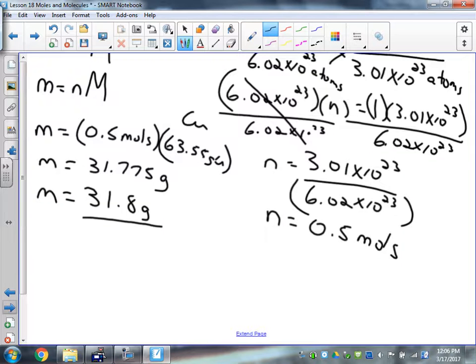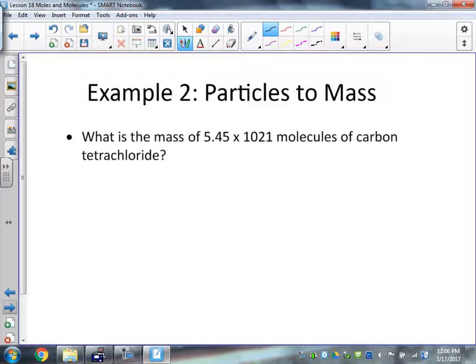Okay. We have 5.45 times 10 to the 21 molecules of carbon tetrachloride. Okay, so here we go. Pay attention. Once again, they're asking you for the mass. You may want to start with both formulas, of course. You might say, how do I know that I need both formulas? Maybe that's, do I really need both formulas?